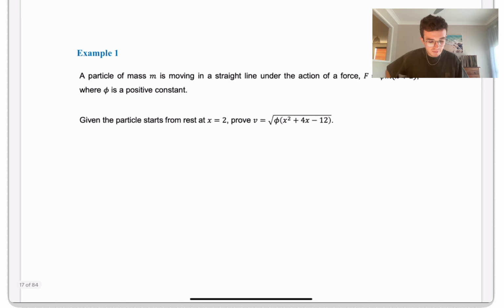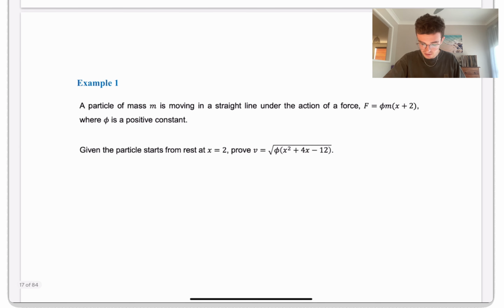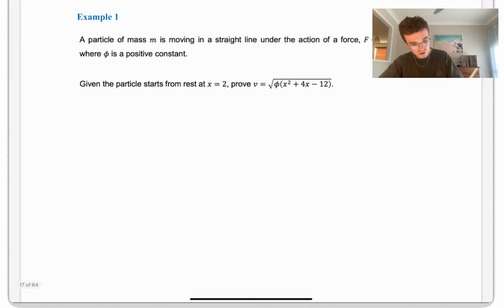A particle of mass m is moving in a straight line under the action of a force. The force is equal to, I don't know what Greek letter that is, I think it's omega, I'm not sure, let's just go with it being omega. The force is omega m (x plus 2), where omega is a positive constant. Given the particle starts from rest at x equals 2, prove that v is equal to the square root of omega (x squared plus 4x minus 12). Let's again draw a diagram for this question.